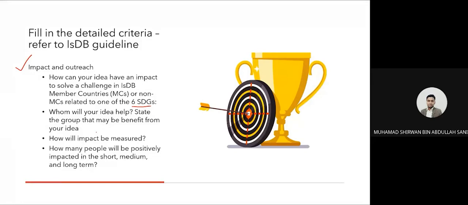Yeah, you may state that sometimes you may use your idea to help the farmers. In my case, you may say that you use this idea to help the food manufacturers in your countries. Yeah, and then how will the impact be measured? Okay, perhaps you can say that impact can be measured on numbers of food which is not being wasted during this COVID time. Okay, or maybe impact in terms of money generation by using your idea, and how many people will be positively impacted in short, medium, and long term.